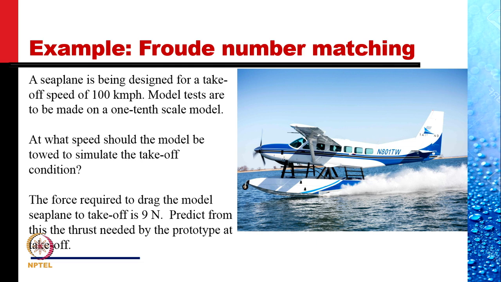Let's do an example in which we match the Froude number. A seaplane is being designed for a takeoff speed of 100 kilometers per hour. Model tests are to be made on a 1/10th scale model. So KL is 10. The length scale factor is 10. At what speed should the model be towed to simulate the takeoff condition? And then the force required to drag the model seaplane through the takeoff is 9 Newton. Predict from this the thrust needed by the prototype at takeoff.